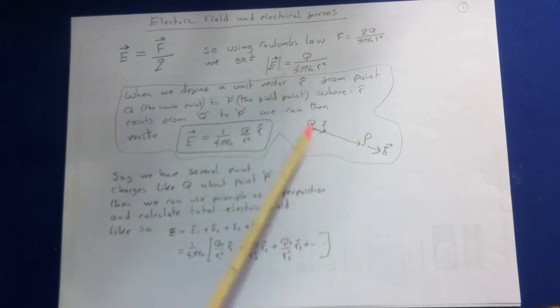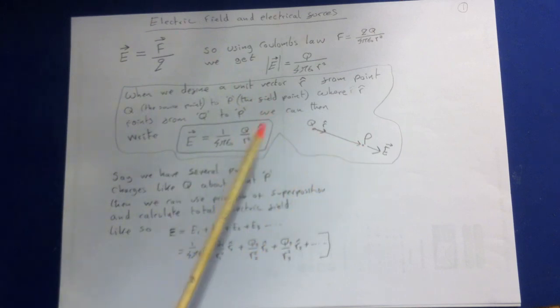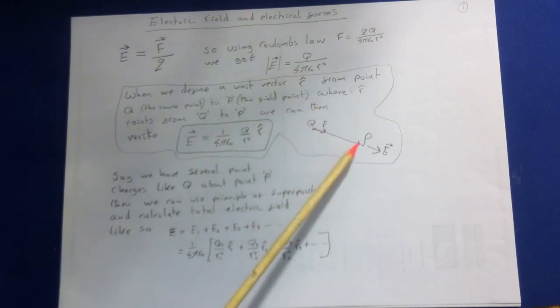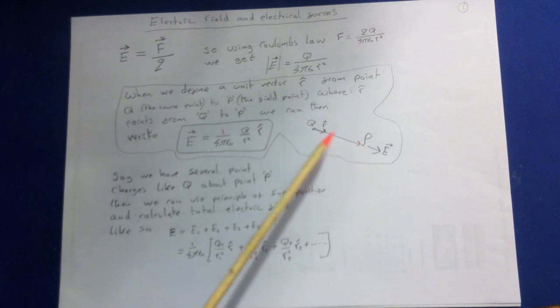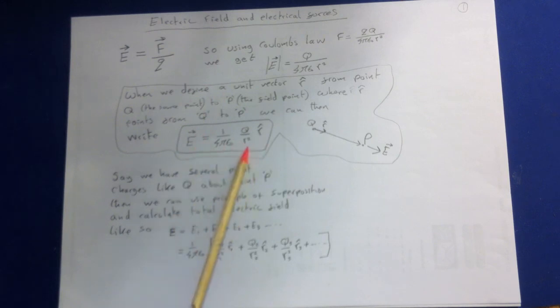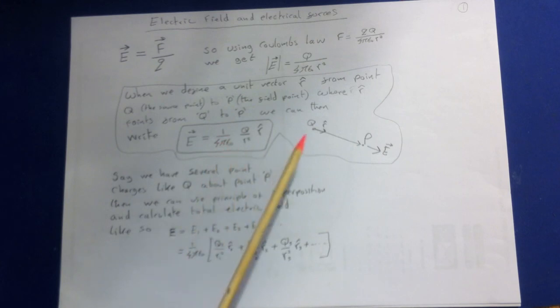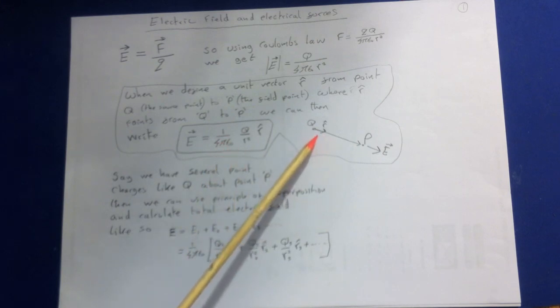This location Q is often called the source point, and P is the field point. We can define a unit vector R hat pointing in the direction from the source point Q to the field point P. In terms of R hat, the field E at P due to charge Q is given by this equation here. When Q is positive, the field is away from Q. When it is negative, the field is towards Q.